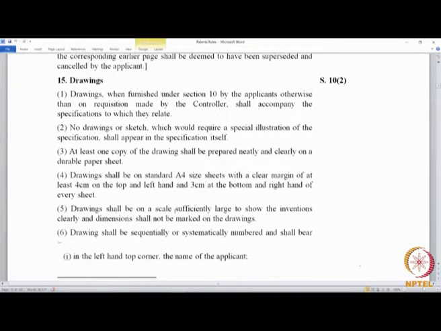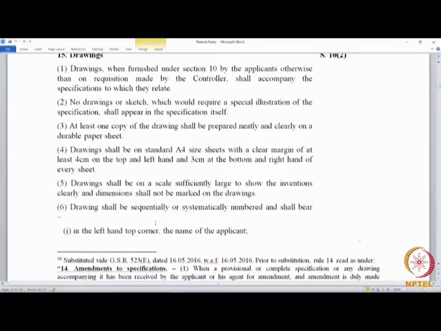15.2 states that no drawing or sketch which would require a special illustration of the specification shall appear in the specification itself. Drawings have to be on a separate sheet. That is the purported intent here. 15.3 says that at least one copy of the drawing shall be prepared neatly and clearly on a durable paper sheet. So they have to be on a separate sheet. 15.4 states that drawings shall be on standard A4 size sheets with a clear margin of at least 4 centimeters on the top and the left hand, and 3 centimeters on the bottom and the right hand of each sheet.